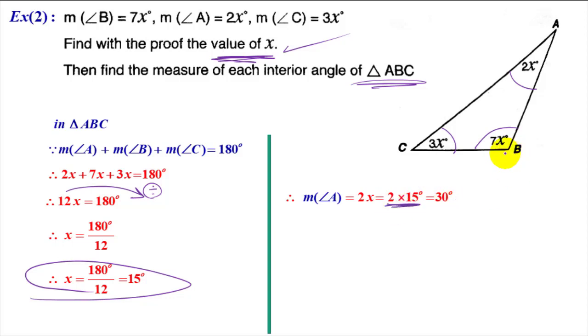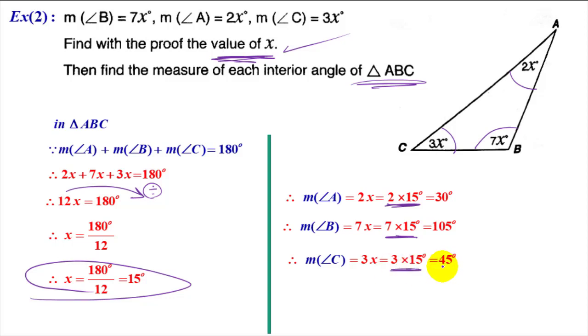Also the measure of angle B, 7x, will be equal to 7 multiplied by 15 equals 105. And the measure of angle C equals 3 multiplied by 15 equals 45. We can check our answer by adding these angles. 30 plus 105 plus 45 must be equal to 180 degrees.